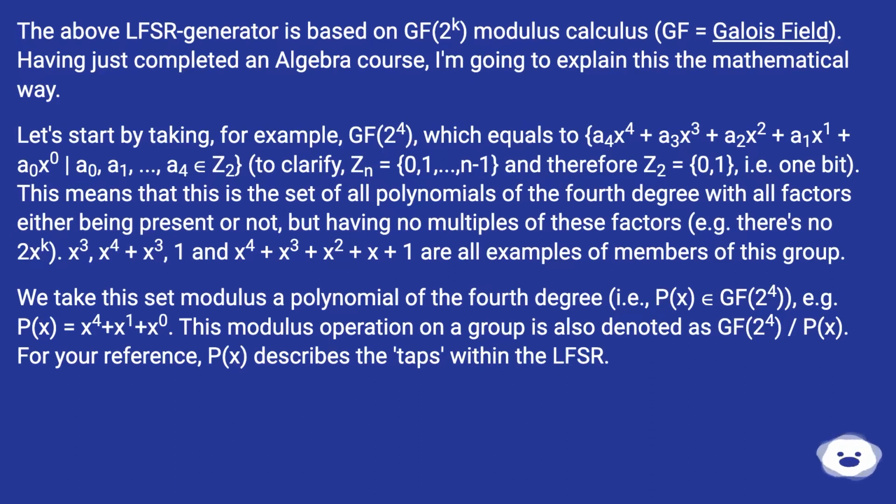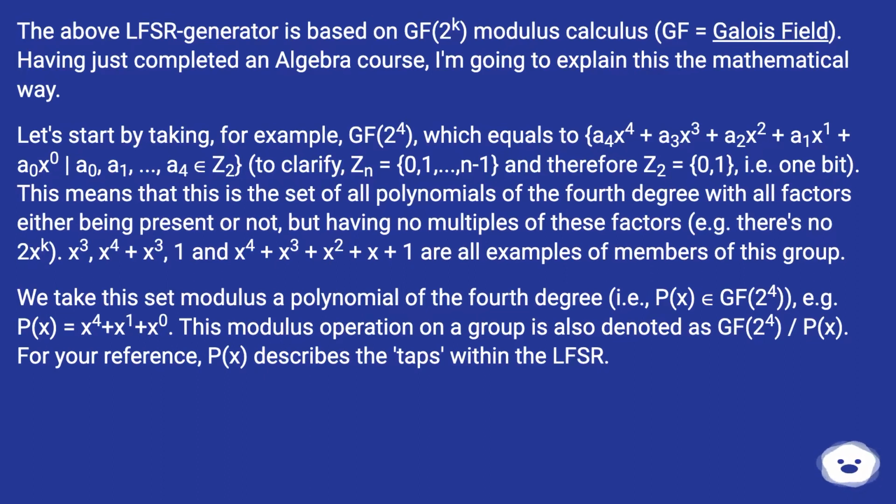Let's start by taking, for example, GF(2^4), which equals a4·x^4 + a3·x^3 + a2·x^2 + a1·x^1 + a0·x^0, with a0 to a4 in Z2. To clarify, Zn equals 0, 1, ..., n-1, and therefore Z2 equals 0, 1, i.e. 1 bit. This means that this is the set of all polynomials of the fourth degree with all factors either being present or not, but having no multiples of these factors. For example, there's no 2x. x^3, x^4 + x^3, 1 and x^4 + x^3 + x^2 + x + 1 are all examples of members of this group.